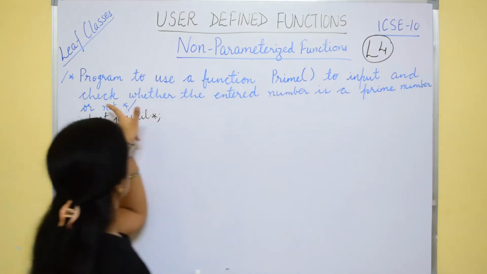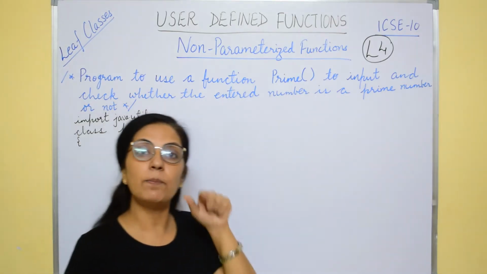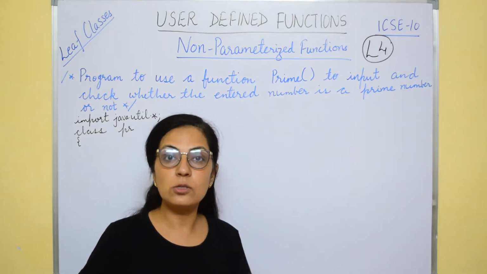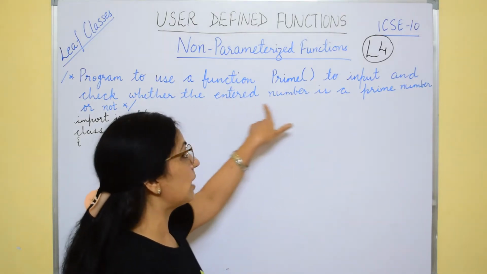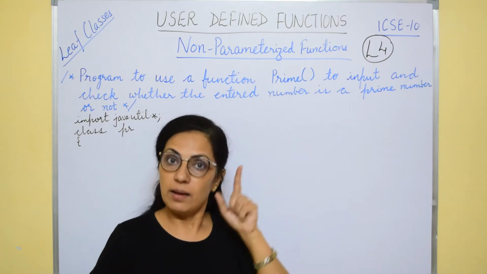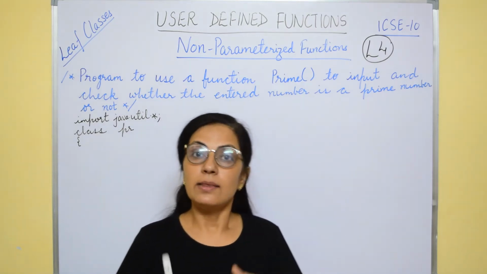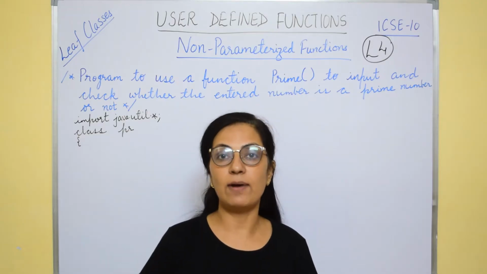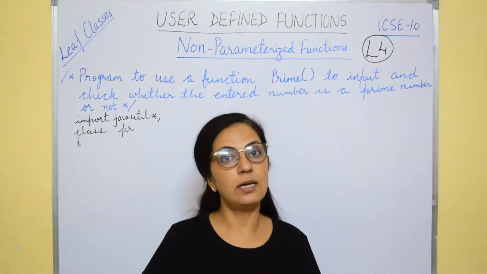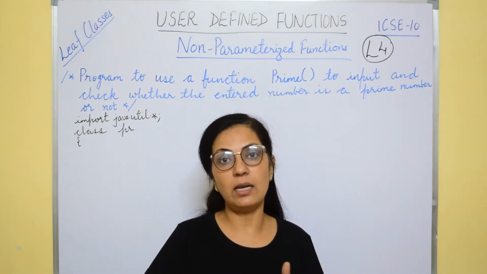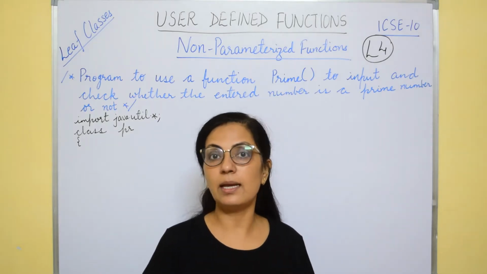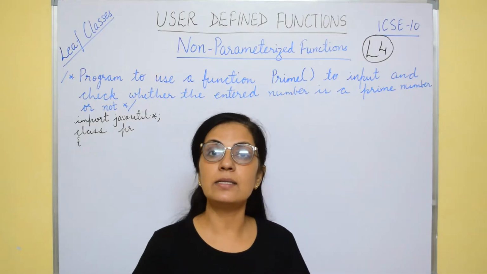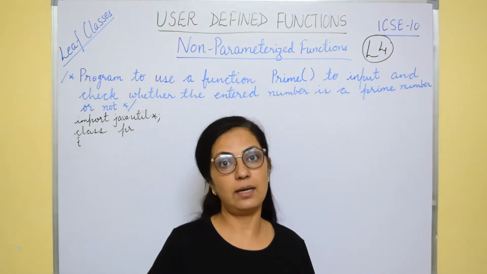Now read what is written here. To input and check. That means input is also in the function, checking is also in the function, and it is checking whether the number is prime number or not. That means the output is also displayed within the function. So this function is not receiving any value, it is not returning any value. So here it is non-parameterized and without any return type.